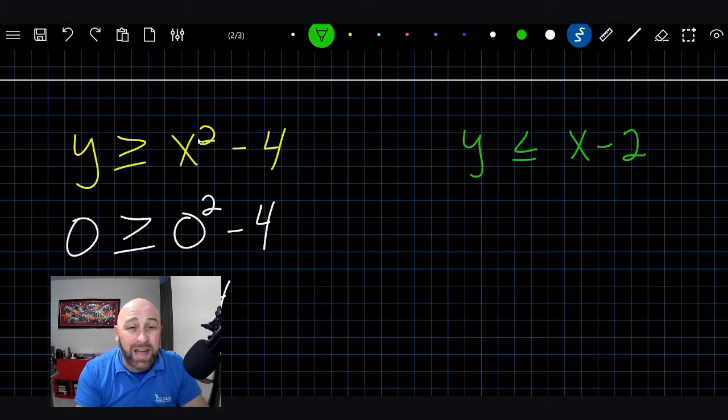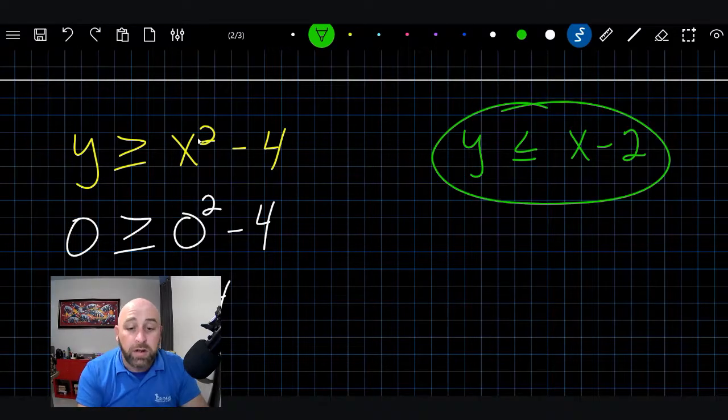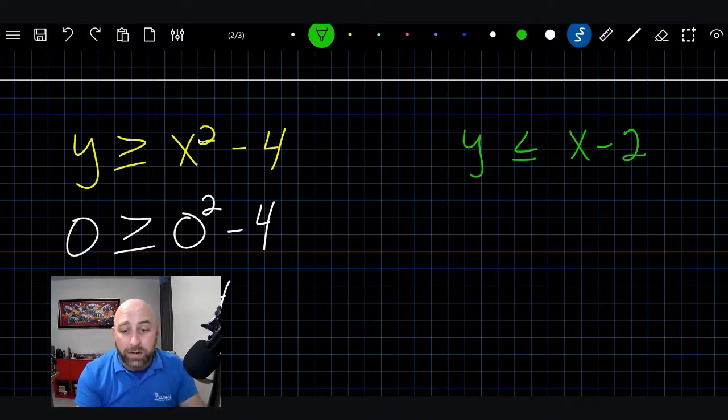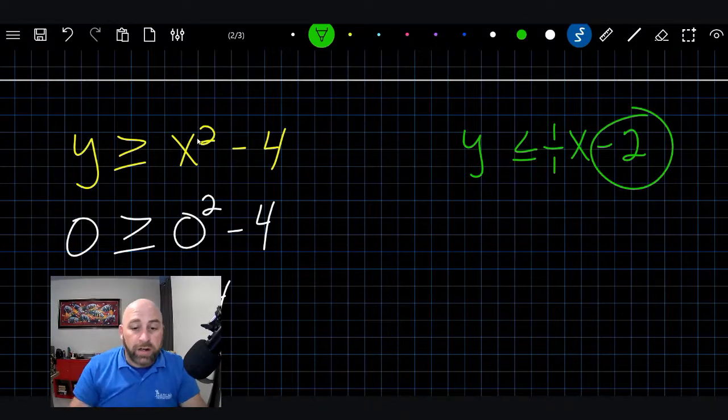Guess what? I have got great news for you. We are already in y-intercept form. Boom, that was so easy right there. We don't have to do anything. Look, our slope is 1 over 1. There's always a 1 over 1 slope. It's never a 0 slope, okay? So if there's no number there, that's a 1 in front of there or a 1 over 1. And then our y-intercept is negative 2.